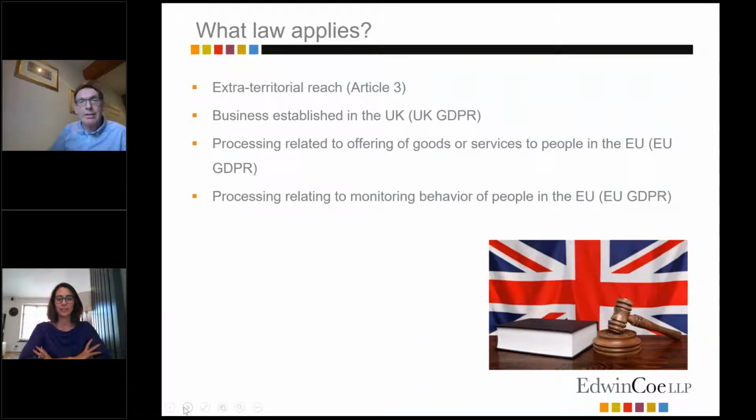What law applies? So you'll remember that with the GDPR, the EU GDPR, we've got this sort of extraterritorial provision, this sort of grasping, reaching provision, which is in Article 3 of the GDPR. And basically what it says is that if you are a business which is not in the EU, but you are perhaps selling your goods or offering your goods or services to people in the EU, then the GDPR does apply to you, even though you're not based in the EU.